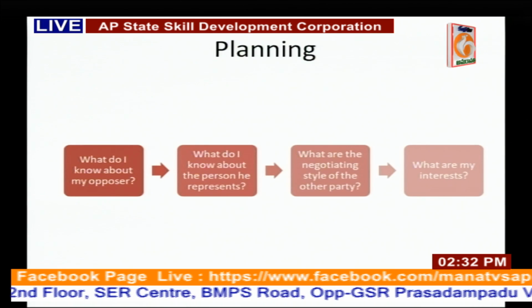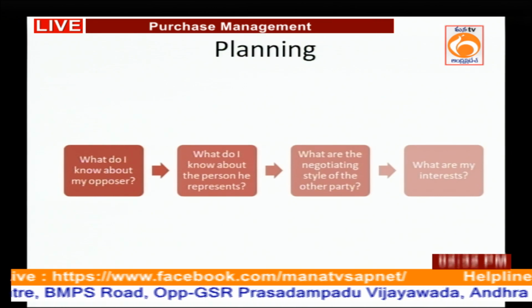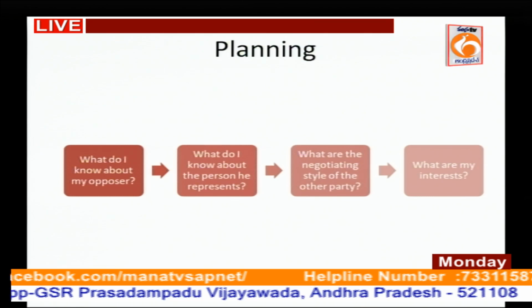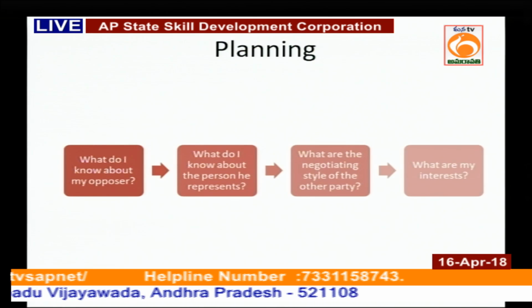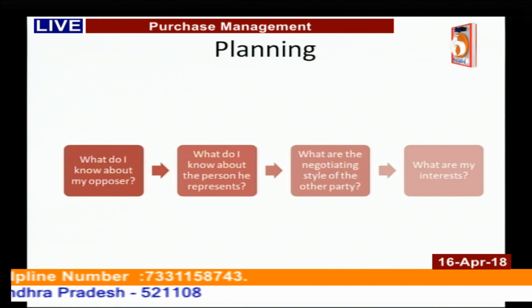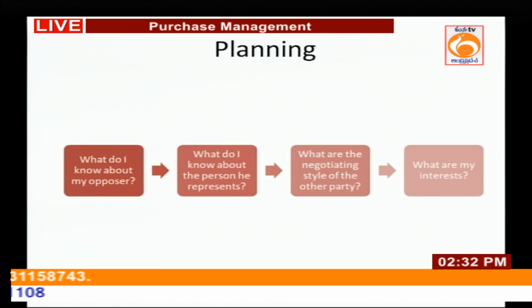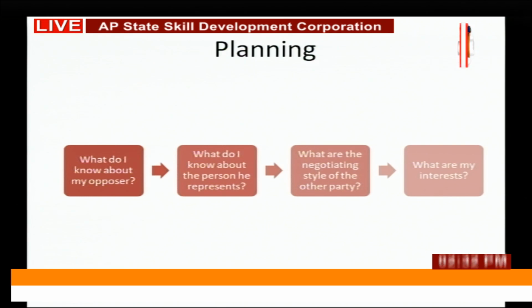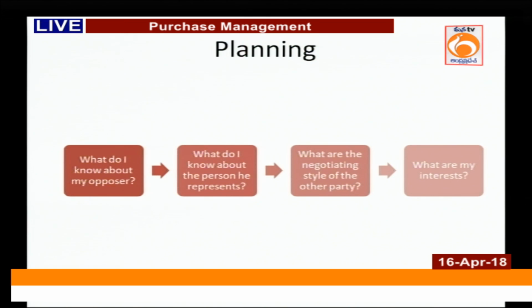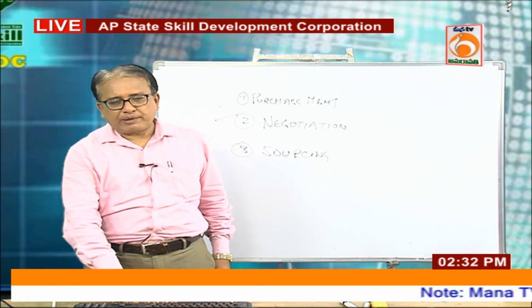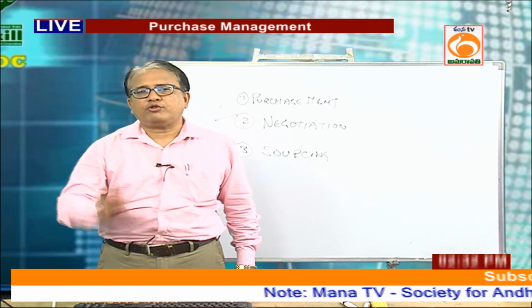What do I know about my opposer? When I say opposer, for a supplier, the buyer is an opposer, and for the buyer, the supplier is an opposer. What do I know about the person who represents them? What is the negotiating style of the other party? What are my interests? All these are considered before you sit across for negotiation. These are the things that need to be planned before you negotiate.